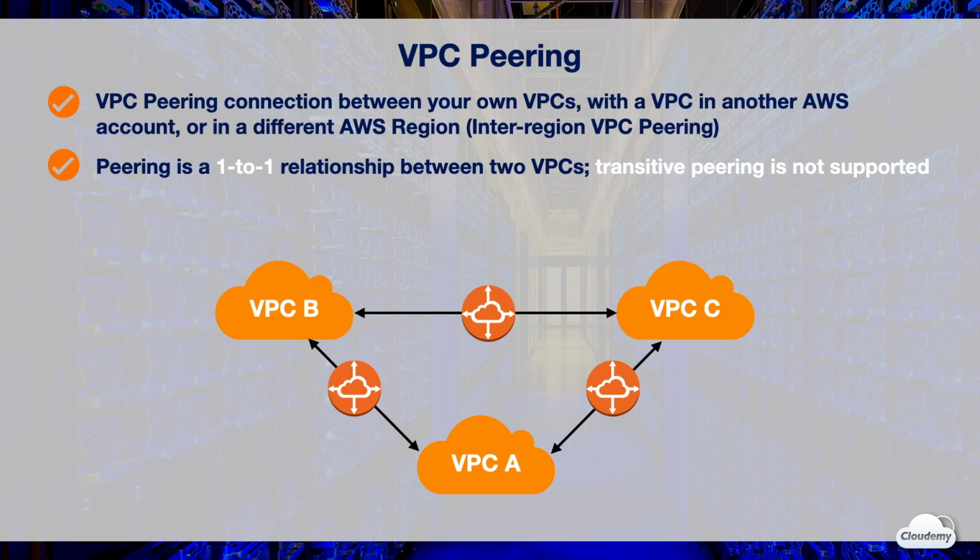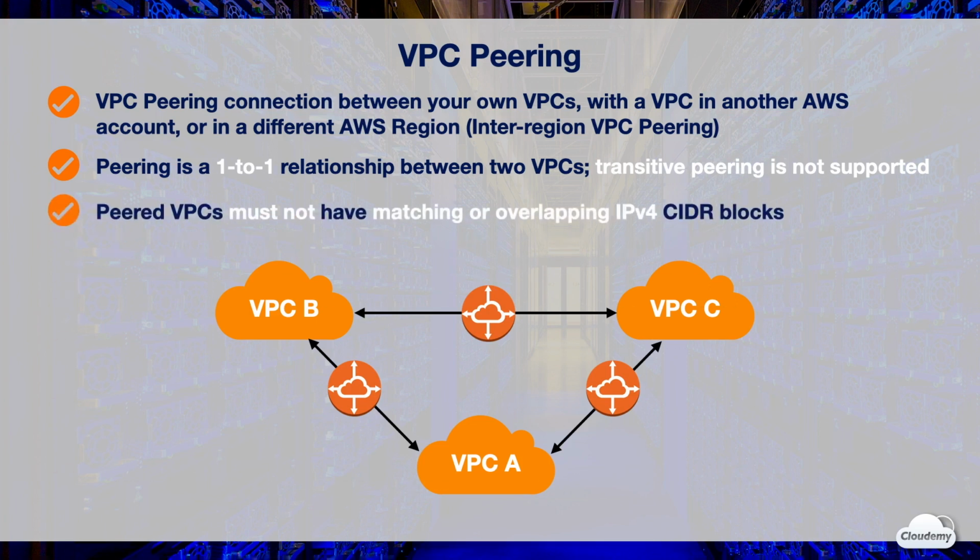You cannot create a VPC peering connection between VPCs with matching or overlapping IPv4 CIDR blocks. If the VPCs have multiple CIDR blocks, you cannot create a VPC peering connection if any of the CIDR blocks overlap.